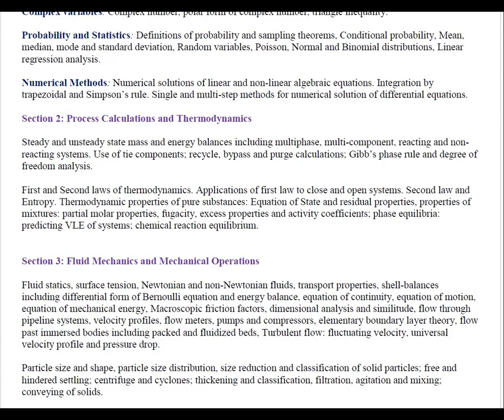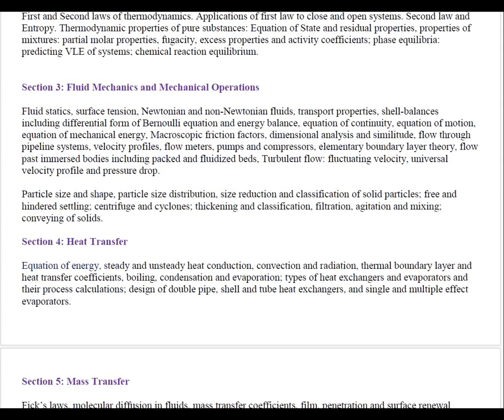Then in thermodynamics, which is an important subject in chemical engineering, you have to know the first and second law, what entropy is, what enthalpy is, the properties of mixing, then some calculations for fugacity or the excess properties, and the phase equilibria, and some chemical reaction equilibrium.